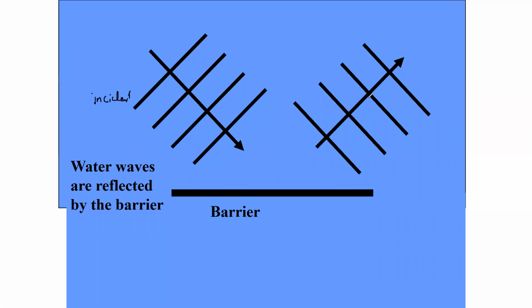So this happens for all kinds of waves. This happens for light waves, reflection occurs. Sound waves, reflection occurs. Electromagnetic waves, reflection also occurs. This can happen with a barrier as well, such as the walls of the container.